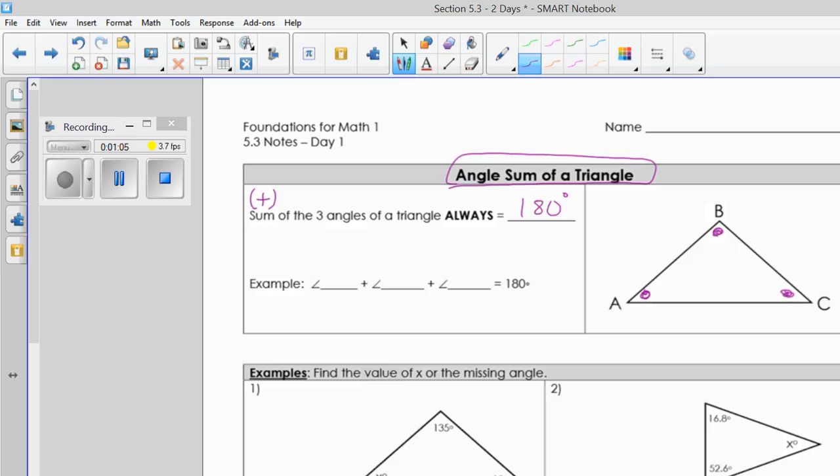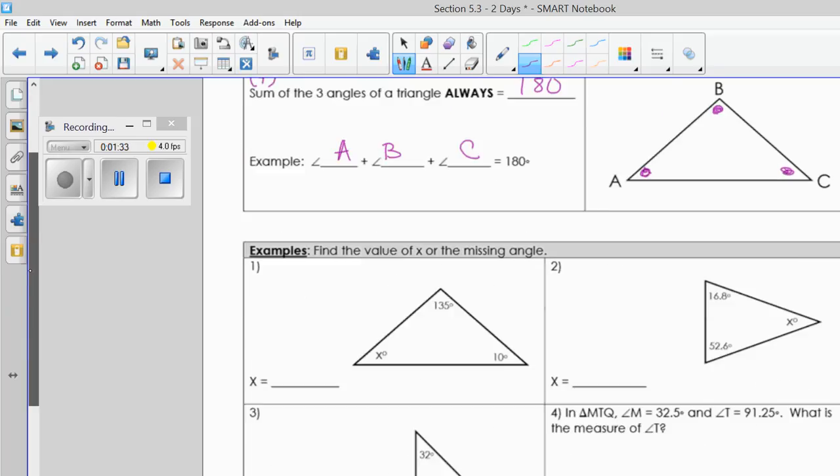So in our example, we have three angles: A, B, and C. If we take angle A, add it with angle B, and add it with angle C, it should add up to equal 180 degrees. This is a huge property that we're going to be using and talking about this year, next year, and many years to come. This angle sum of a triangle. So let's do a couple examples trying to figure out the different angle measures.